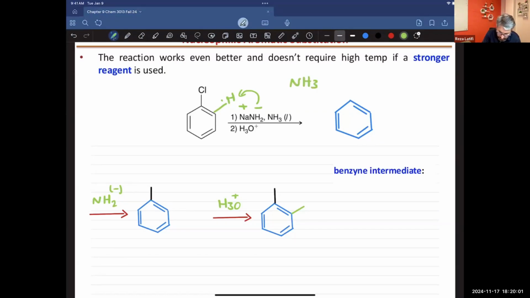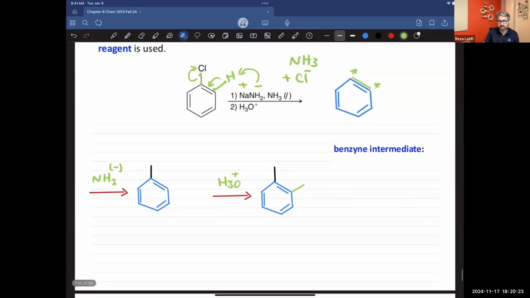So the hydrogen will give up those 2 electrons to carbon, and chloride will take those 2 electrons and leave the system. So I get chloride also. And then I get this intermediate. Again, benzyne intermediate. Now I have 2 identical carbons. And because I have excess of NH2, it can be added to any of these carbons. Let's say we added the NH2 here. So now we have NH2 here. That means we're going to have a negative charge there.